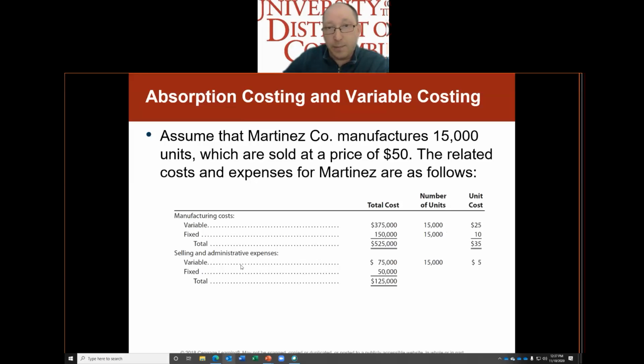But here's the thing. We have another set of variable costs, right? Because we have variable manufacturing costs, but we also have variable selling and administrative expense costs. This is where it gets a little tricky. We're breaking out the expense. We're separating them into manufacturing costs and selling and administrative. We're separating variable and fixed, okay? In this example, our variable selling and administrative expenses are $5 per unit.